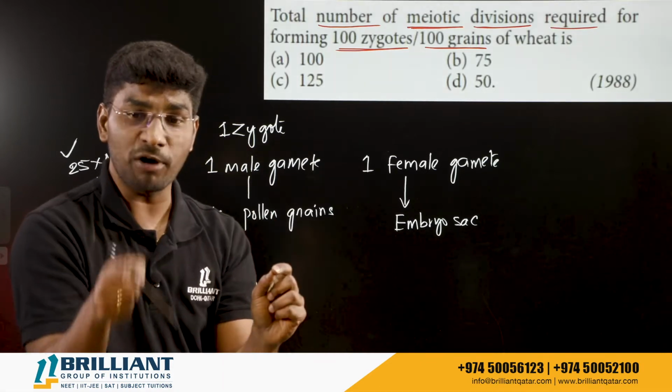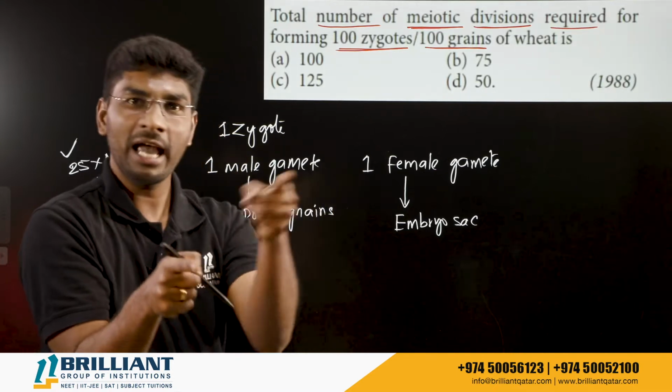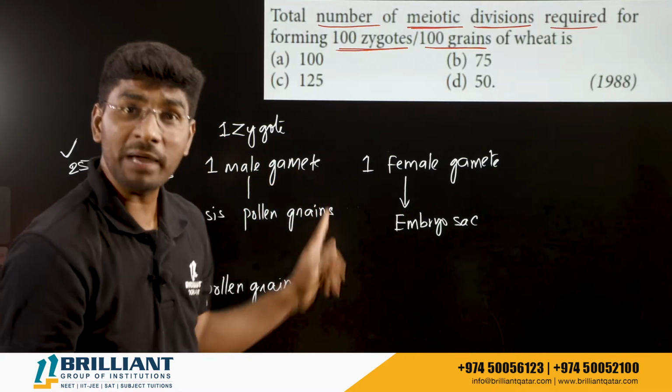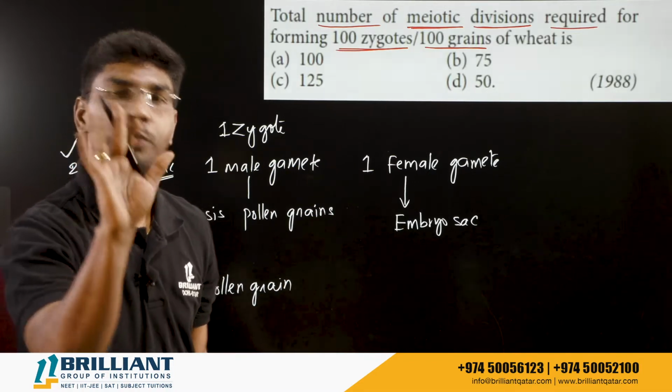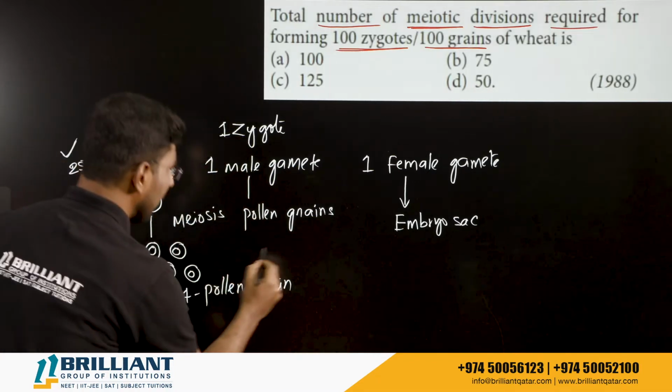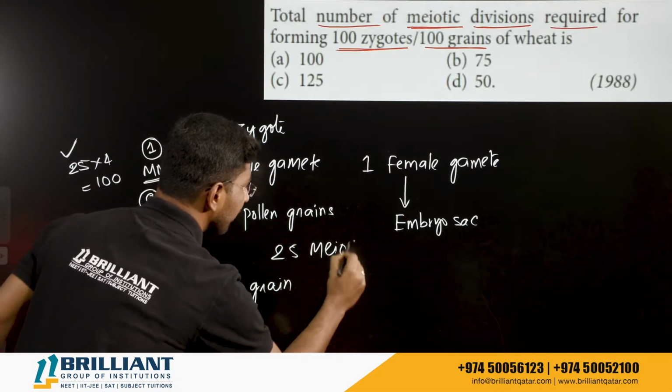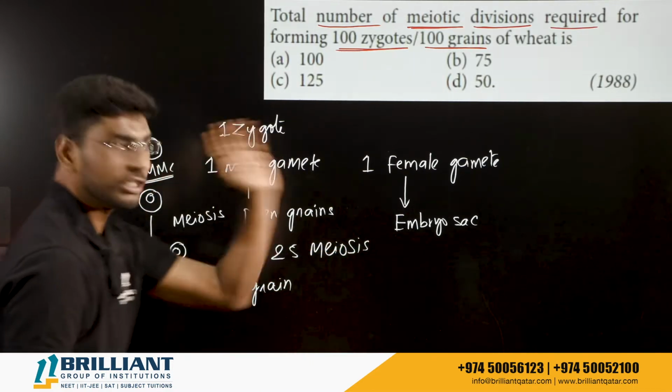Students, the zygote will form by the fusion of male gamete and female gamete. So far we have discussed only the formation of the male gamete. How many meiosis divisions? 25. So here I am writing for the male gamete, 25 meiosis divisions. Okay, come to this one.